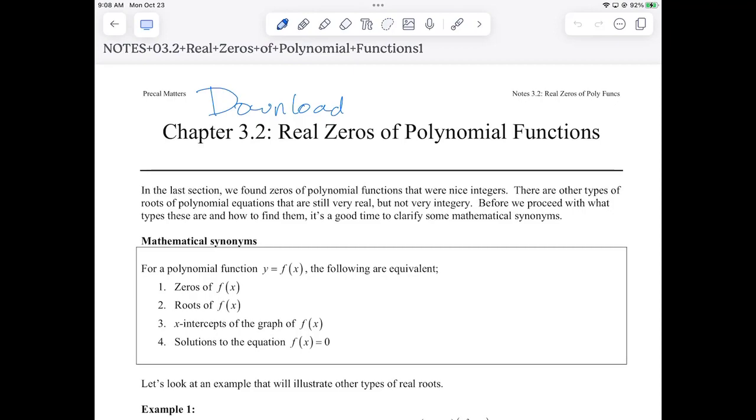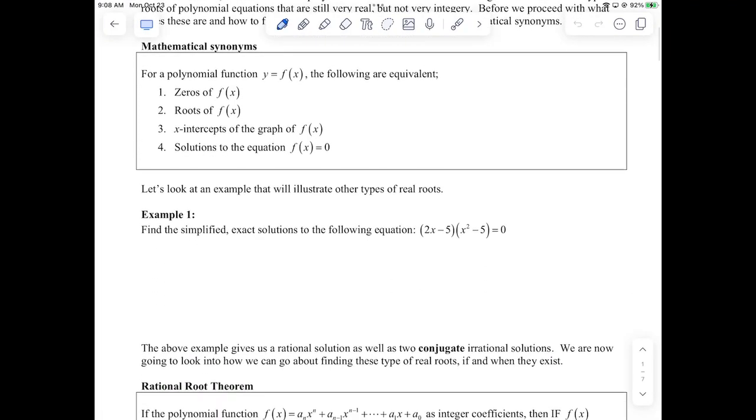And as you learned in Algebra 2, because we're doing it right now, I know you learned it, they're also the solutions to the equation when you set the function equal to 0. Okay? They are the values that when you plug them in, give you a 0. Okay? Let's look at a quick example of other types of real roots. Find the simplified exact solutions to the following equation.